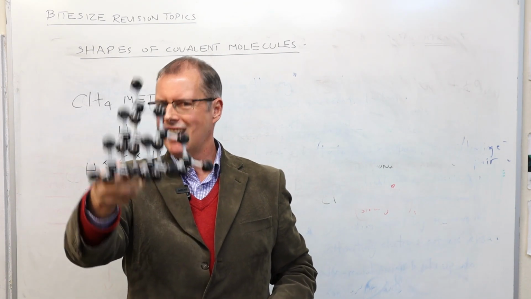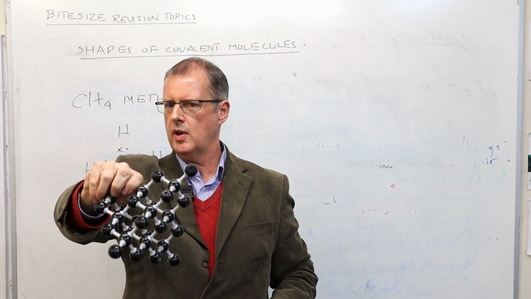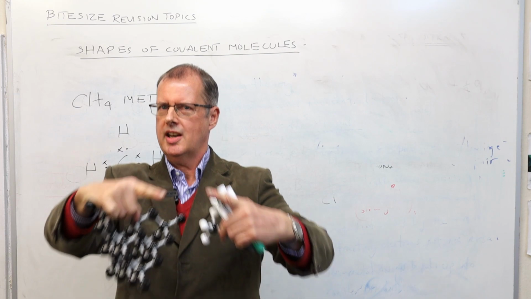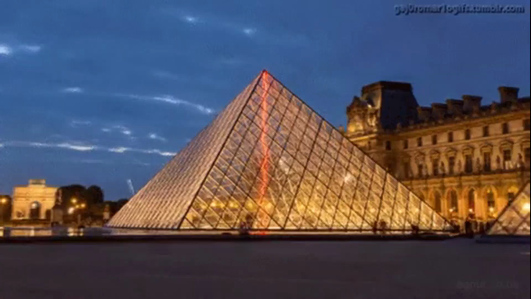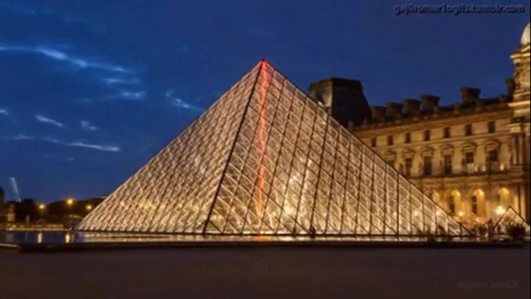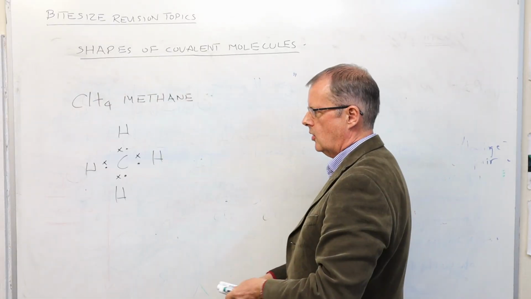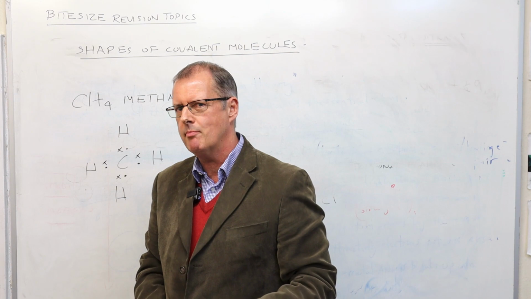The molecule itself is tetrahedral in shape, whichever way around you turn it. You think of a triangular base coming up to an apex. That is a tetrahedron. It's a pyramid that has a triangular foot coming up to a point. That's a tetrahedron. I must stress the way you draw this is quite important.